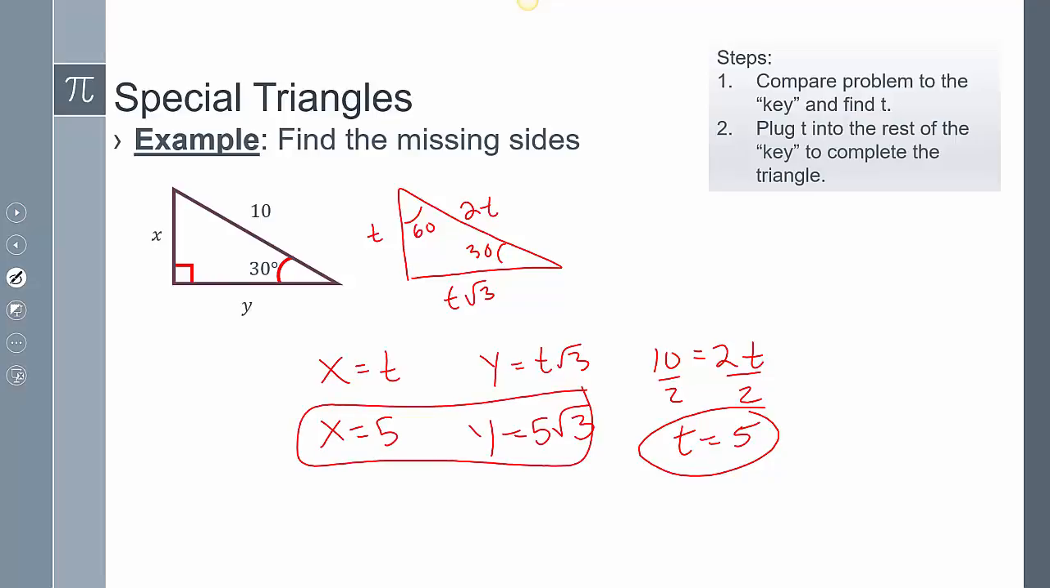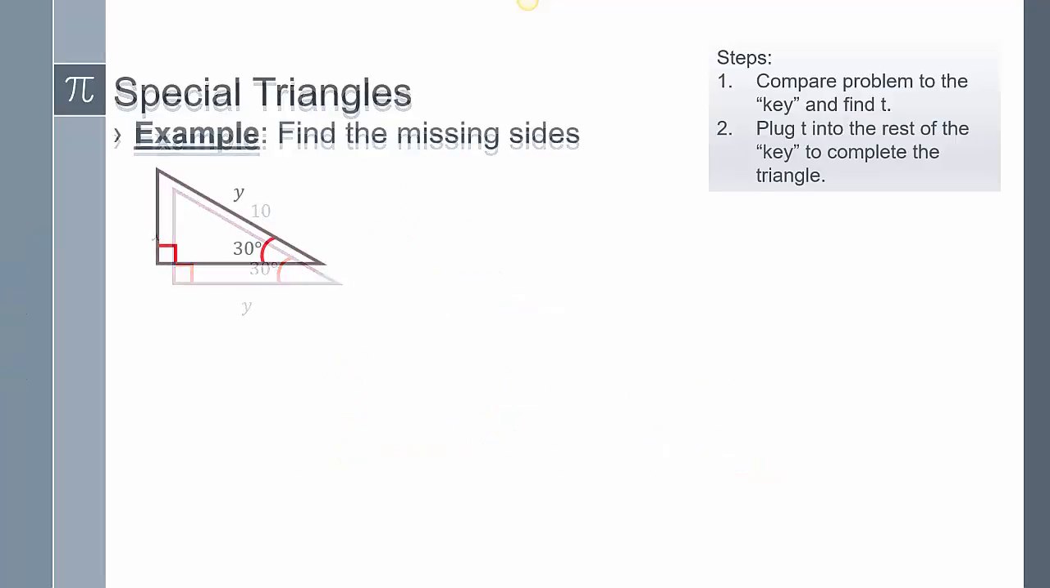So going over these two triangles, just kind of talking about the steps there, the first thing that I did here is I compared the problem to the key, and so on both of those triangles that I did, that's what I did here. Then step 2, I took t and I plugged it into the rest of the triangle. So once I established that relationship and compared everything to the sides, I got what t was, which was here, and then I plugged it back into the other values, and that's how I got what my x and y are.